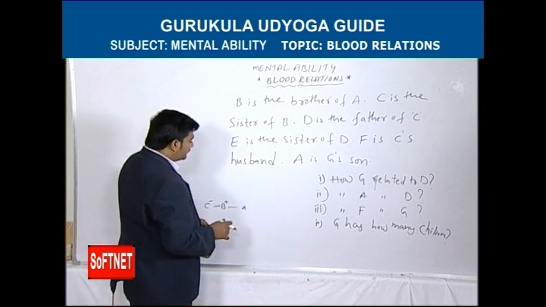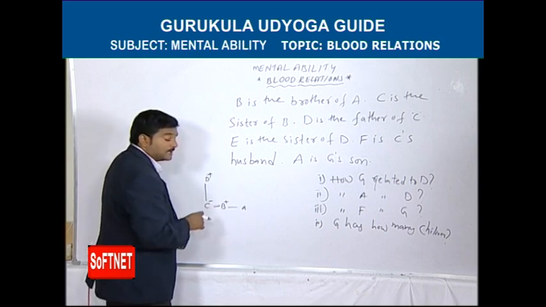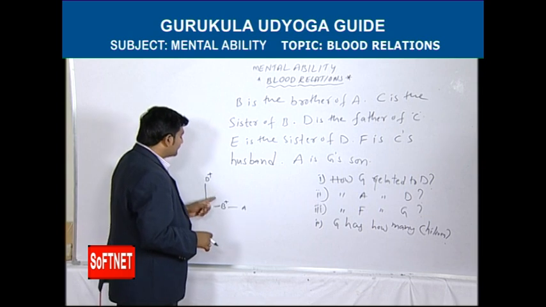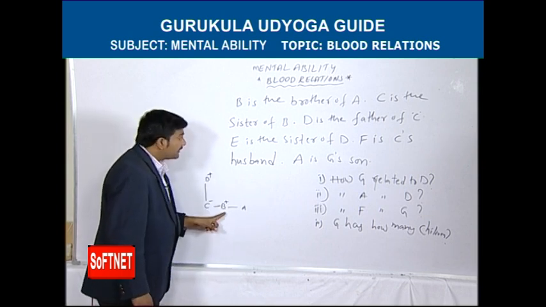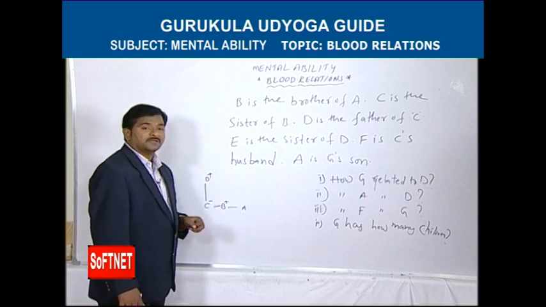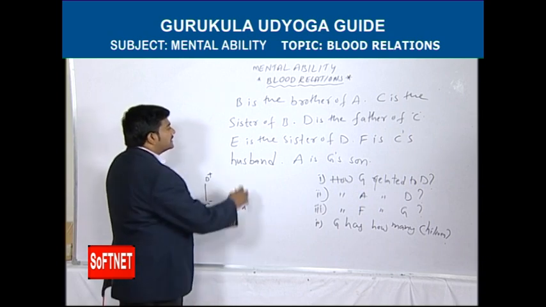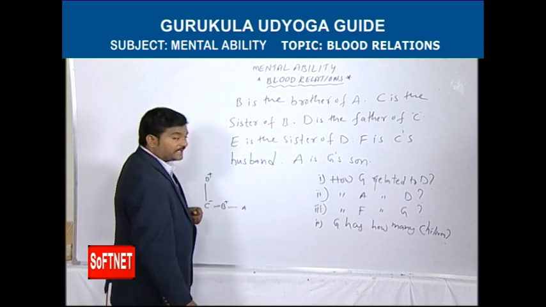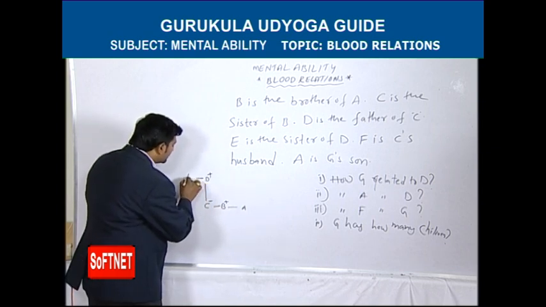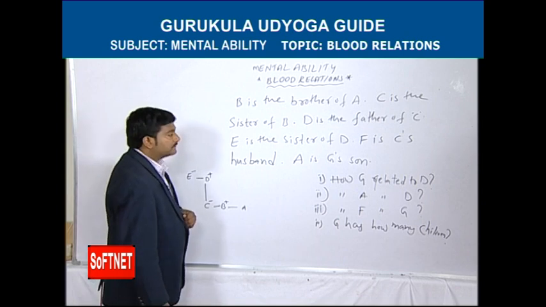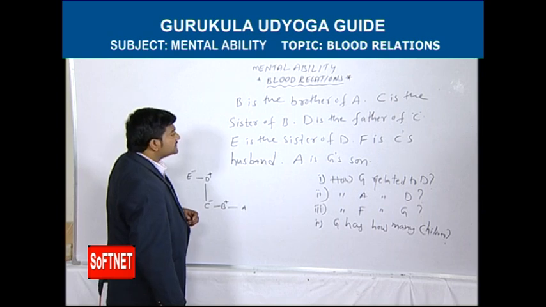D is the father of C. I know the gender of D also. D is the father of C means D is the father of B also and D is the father of A also. That is very clear. And D is the father of C, that is finished. E is the sister of D. Who is D's sister? E is the sister of D. He mentioned this. And finally, F is C's husband.